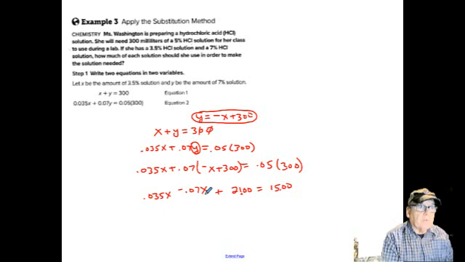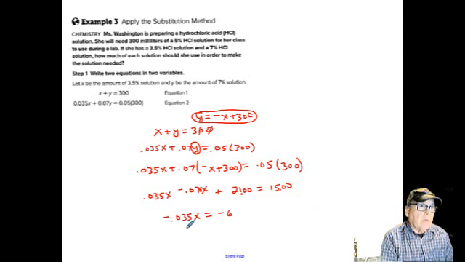Now these 2 decimals are different lengths in terms of place value. So we can add a 0 there at the end and look at this as a 70. So we have a 35, take away a 70, that's going to be a negative 0.035x. And we're going to take 21 away from both sides. We get a negative 6.